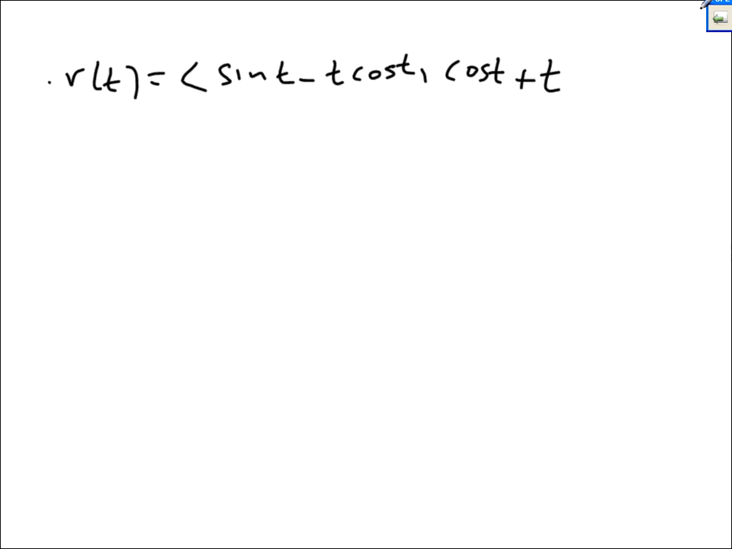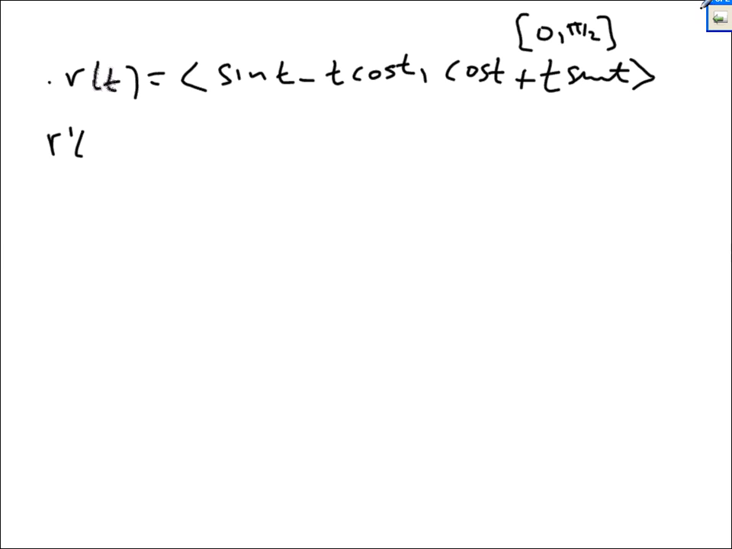Suppose you come to know that r of t is defined as follows: the sine of t minus t times the cosine of t, comma, cosine of t plus t sine t. Suppose you have this, and the interval is 0 to pi over 2. Let's find the arc length first before we graph it.